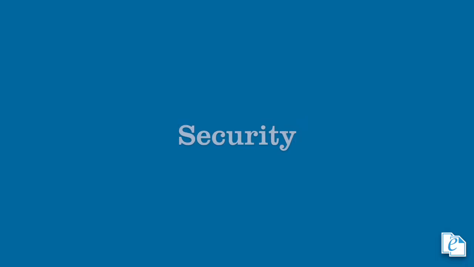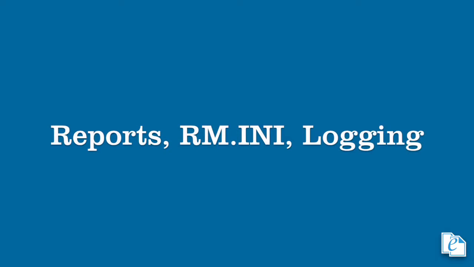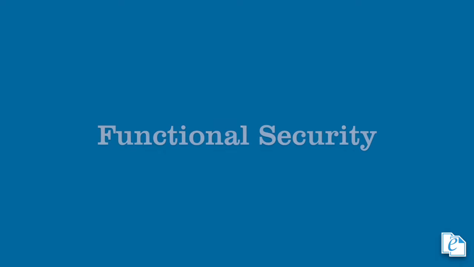Let's take a look at what we're going to cover. First, we'll review security in RM. Next, we'll look at item movement, including requests, lending, and returning items. And finally, we'll take a look at reports, rm.ini, and RM logging. Ready? Excellent. Let's begin. Admins use functional security to configure access to RM functions available in either the admin tool or the client.